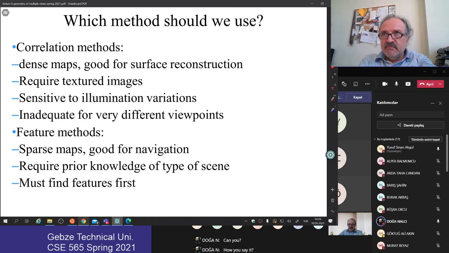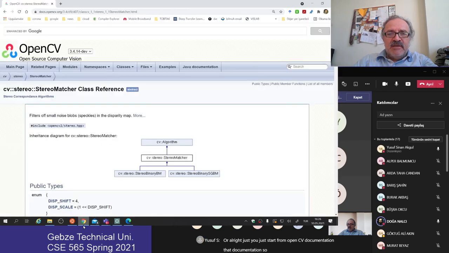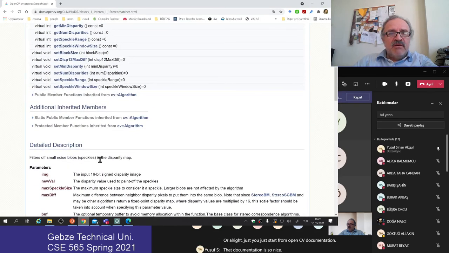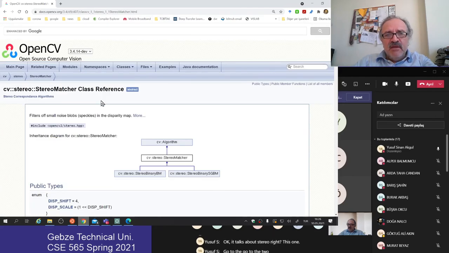Can you say Zisserman's book is very helpful to understand something in this lecture. Can you tell us a little, which is about stereo? I think I took most of these slides from Szeliski's computer vision book. Okay, so that's good. Or you can just start from the OpenCV documentation. That documentation is so nice. Okay, it talks about stereo, right? Go to the tutorial on the stereo, and it has lots of references in it. And if you are interested, you start reading those references.